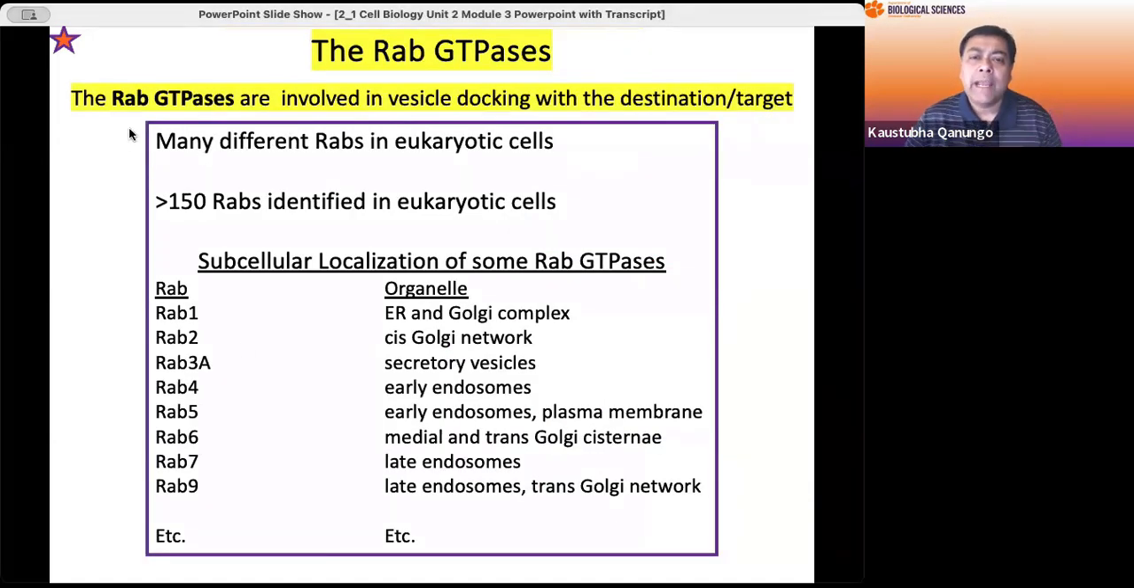These are RAB GTPases, which guide the vesicle in docking with the destination or the target. It is the address. There are 150 different types. You do not have to memorize that, just know what the RAB GTPases are. Remember that SAR1 and ARFs are the GTPases which recruit the mechanical forces for pinching of the vesicle. RAB GTPases help in the destination.